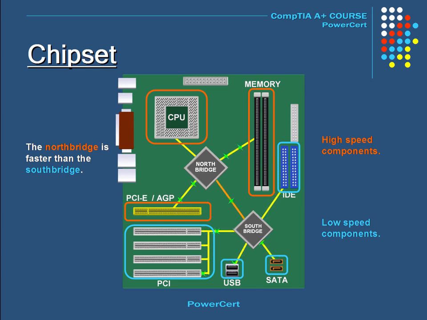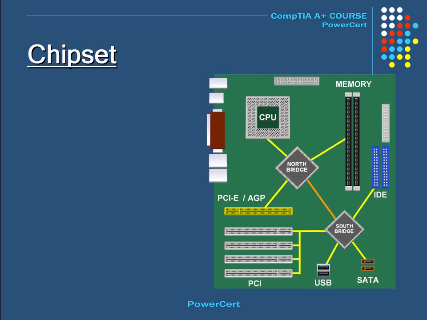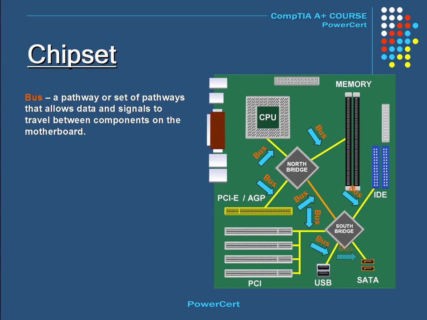Now both the north and south bridge make these connections to various parts of the motherboard using pathways called a bus. And a bus is simply a set of pathways that allows data and signals to travel between components on the motherboard. The motherboard contains several kinds of buses that vary in speed and bandwidth.